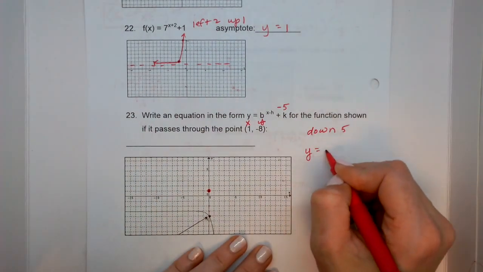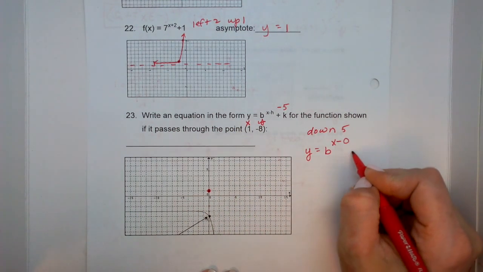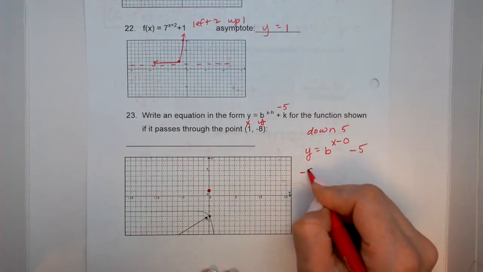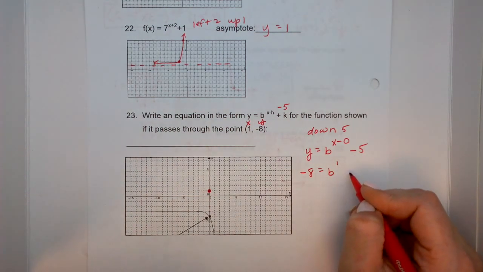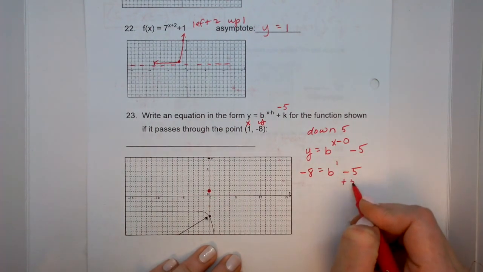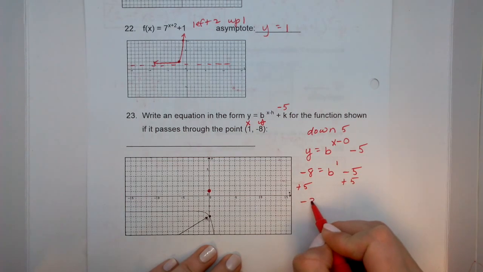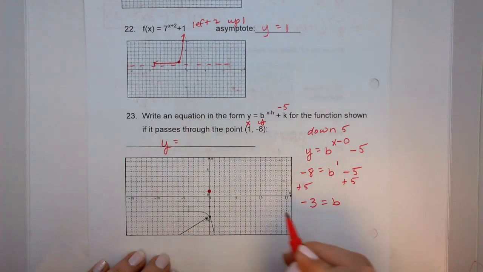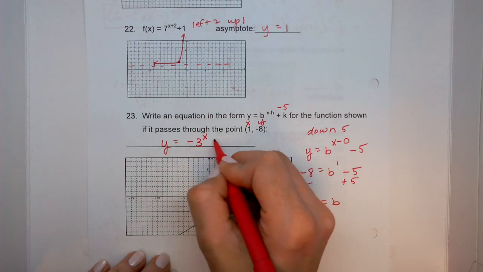Okay, so I have y is equal to b to the x. I don't have an h because it didn't move left or right. So minus, I guess you could put 0, minus 5. Now plug in x and y. So we have negative 8 is equal to b to the 1, excuse me, minus 5. Add 5 to both sides. Negative 8 plus 5 is negative 3 is equal to b. So now rewrite your equation and replace b with negative 3 and keep your minus 5.